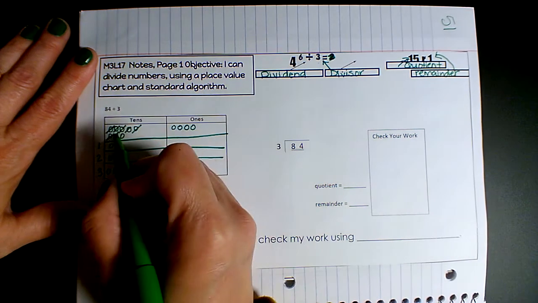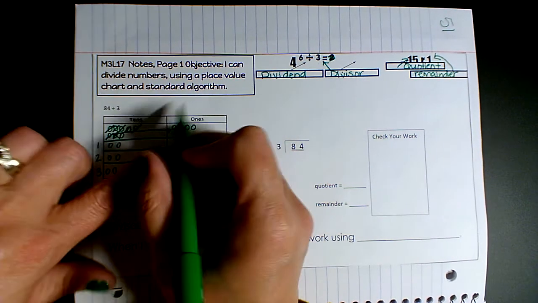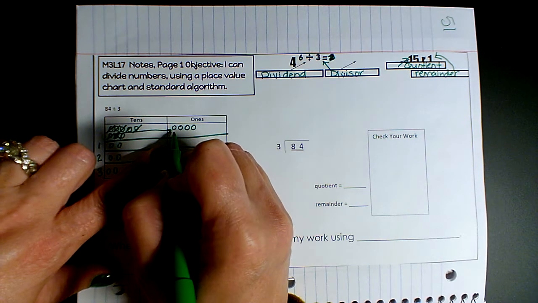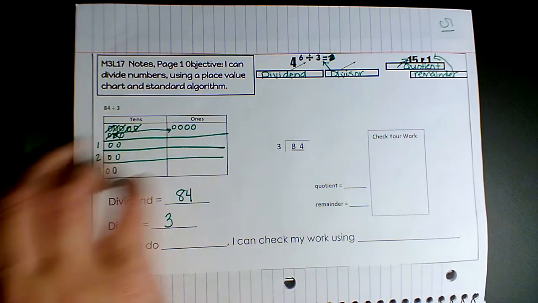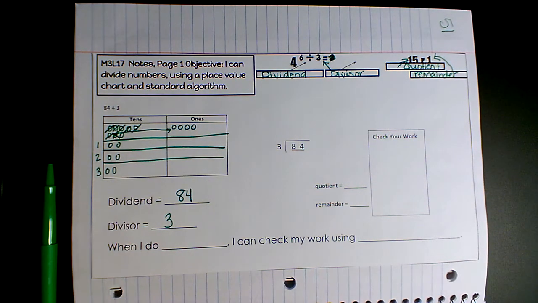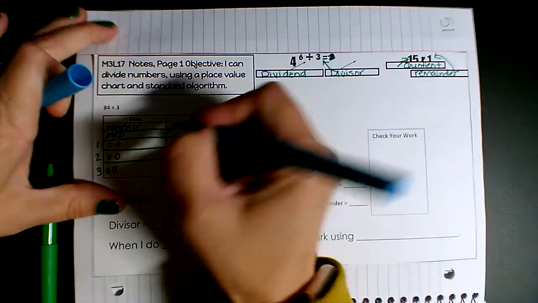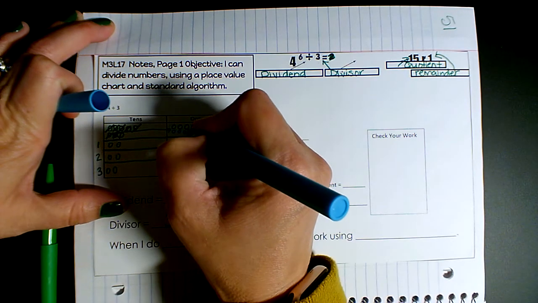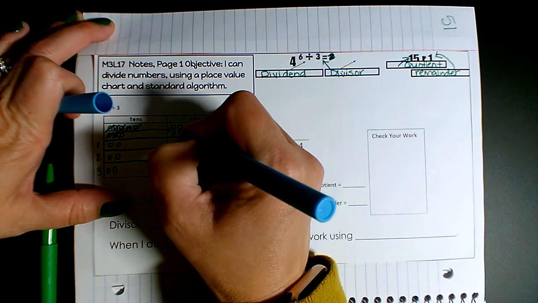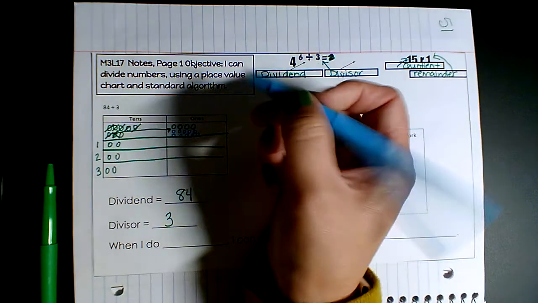I'm going to cross it off and move it over here to the 1s. So I need to draw how many? 10. Okay, so I'm going to get a different color to help me specify the difference. So I'm going to draw 10. 1, 2, 3, 4, 5, 6, 7, 8, 9, 10.